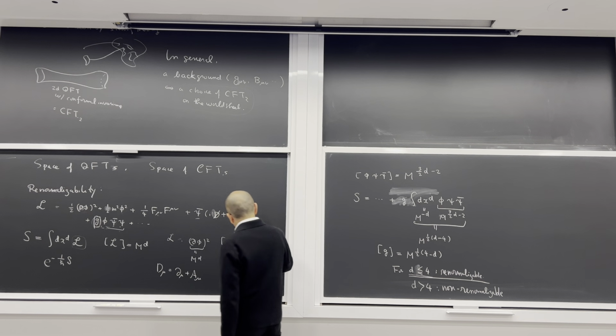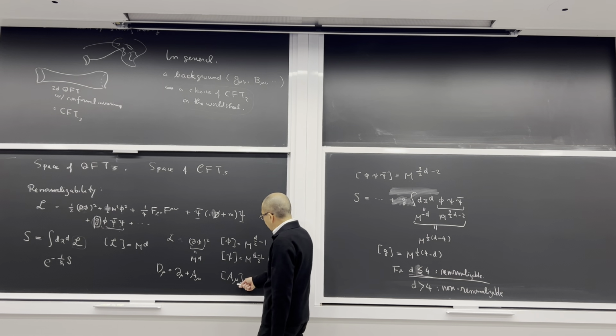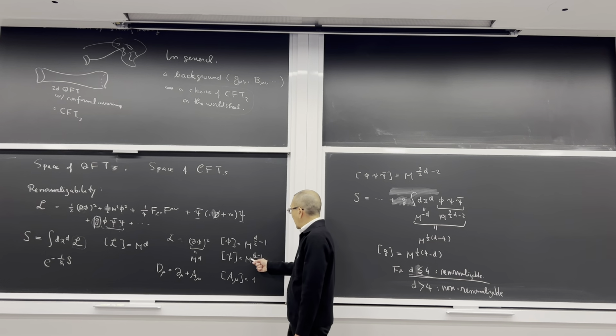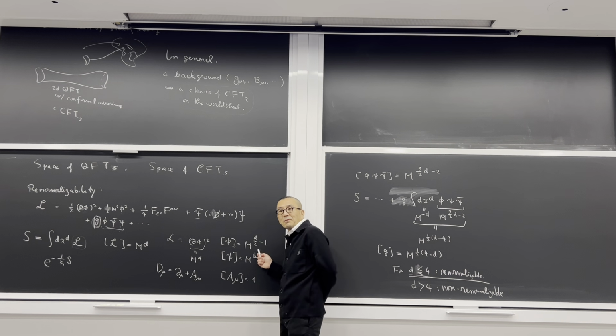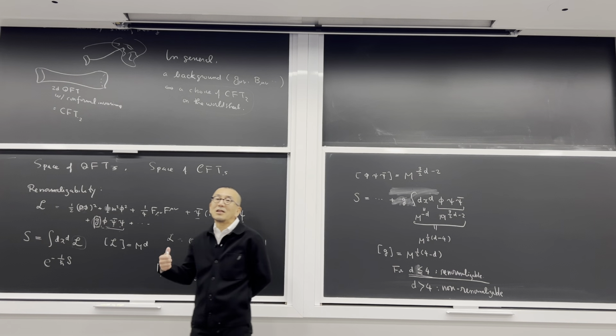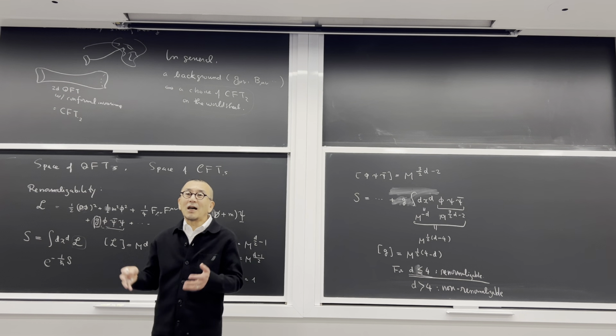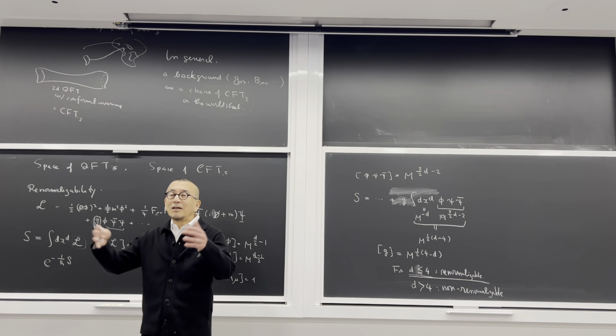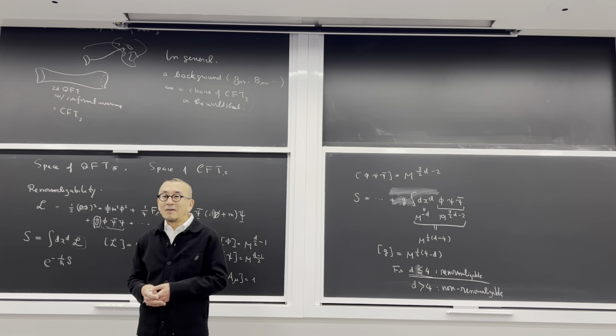But the point is that except for the gauge field, the dimension of the scalar field and the fermion increases with dimension. So since the dimension of phi and psi increases with dimension, it becomes harder and harder to have interaction between them because they typically generate non-renormalizable interactions. So that's a problem.